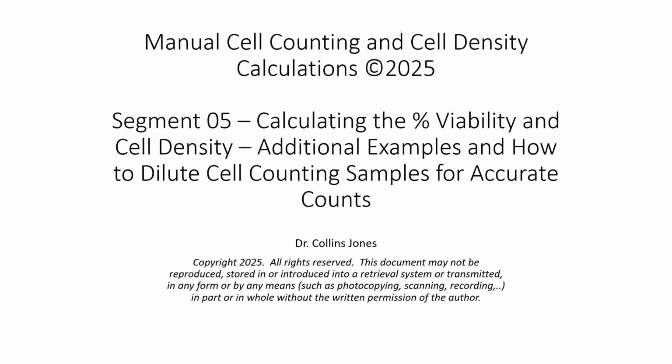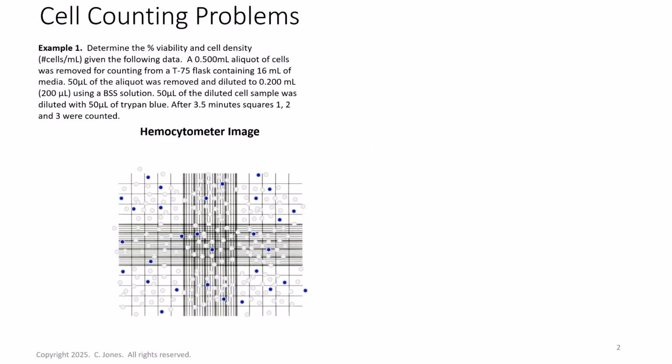Welcome to segment 5 of my video series on manual cell counting and cell density calculations. In this segment, we're going to provide two more examples of how to calculate the percent viability and the cell density or cell concentration. The second one, I hope you'll pause the video and work it out on your own before you observe my solutions. And then we will also address how to deal with when your cell suspension is too concentrated and you need to estimate a dilution factor. That'll be the last couple of examples. So let's get started here.